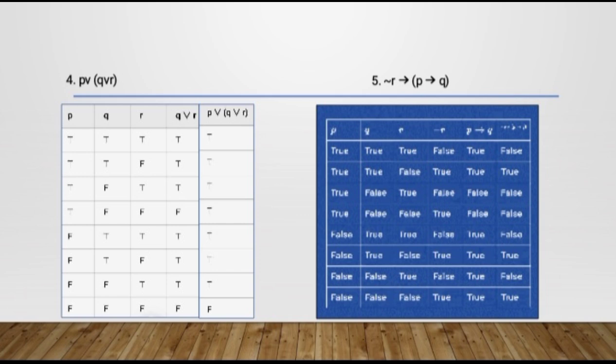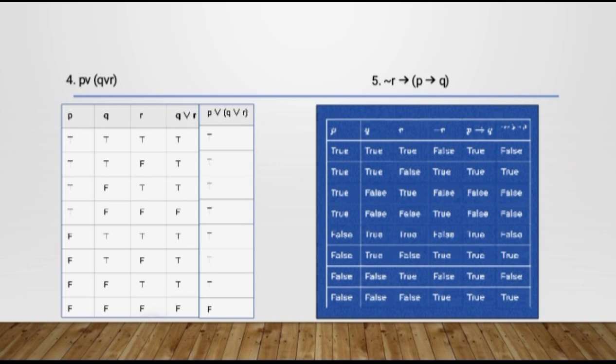Number 4. P and Q and R. Table. P: true, true, true, true, false, false, false, false. Q: true, true, false, false, true, true, false, false. R: true, false, true, false, true, false, true, false. Q and R: true, true, true, false, true, true, true, false. P and Q: true, true, true, true, true, true, true, false.